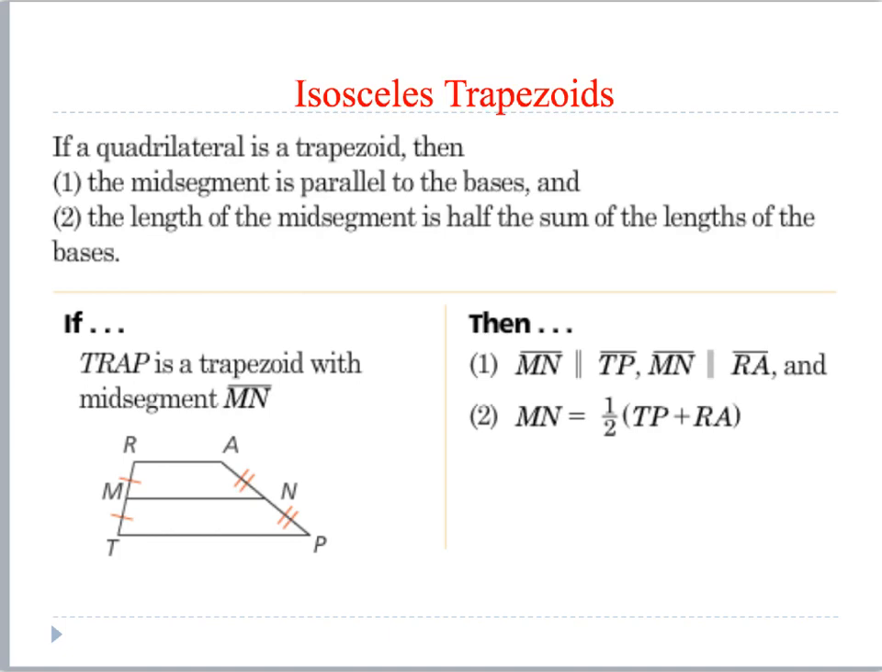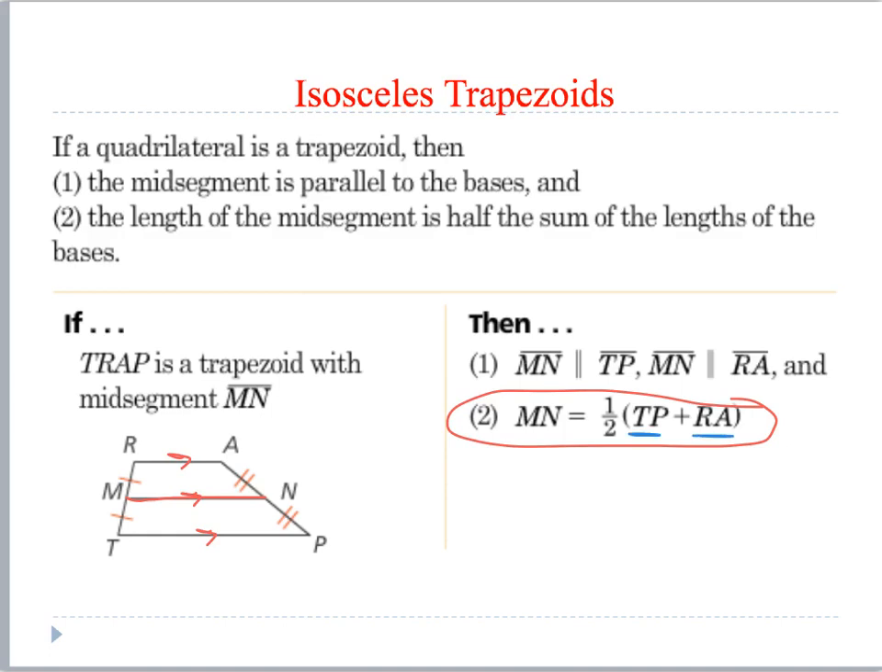So let's look at my trapezoid here, and this is any trapezoid. This doesn't have to be an isosceles trapezoid here, okay? So this is saying MN, this line right here through the middle, is parallel to RA and TP, okay? The mid-segment is parallel to the bases, so all of those are parallel. And number 2 over here, the length of MN is if I take the top and the bottom, so that's TP and RA, so those are these two pieces here, TP and RA.